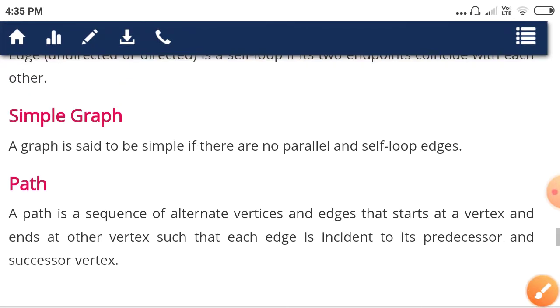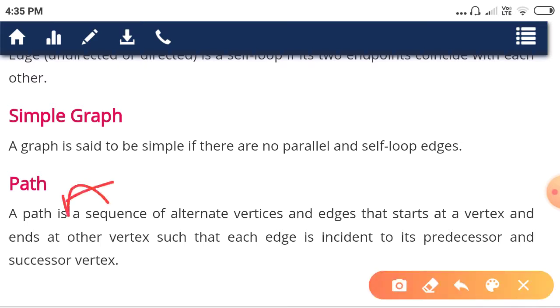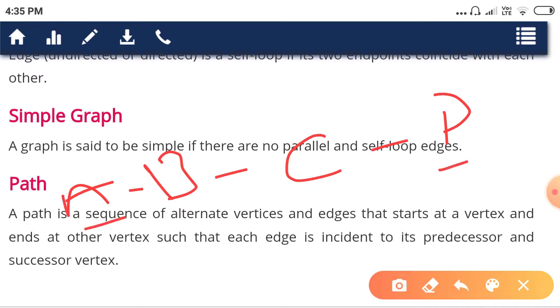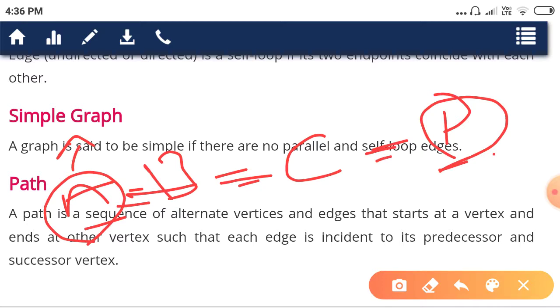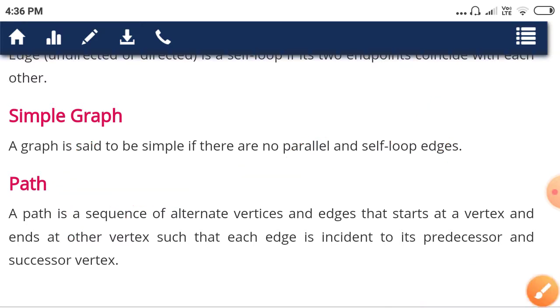And then what is a path? A path is a sequence of alternating vertices and edges that starts at a vertex and ends at another vertex, such that each edge is incident to its predecessor and successor vertex. Like here from A to D, we start our travel from A and we have to reach the destination D. So this is a path.